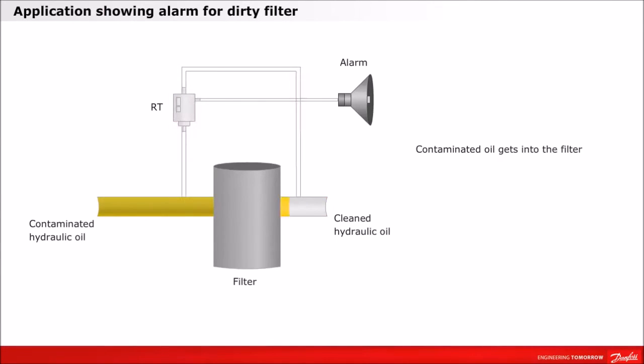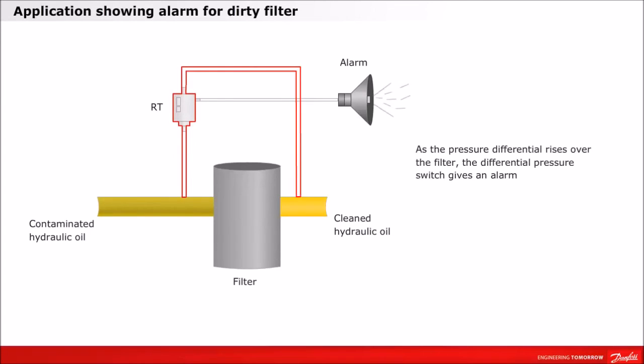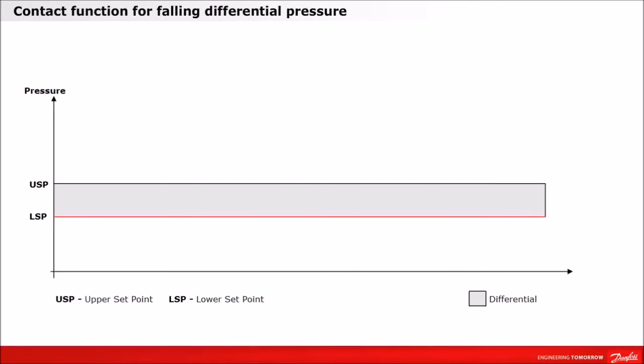Contaminated oil gets into the filter. As the differential pressure rises over the filter, the differential pressure switch gives an alarm. Let's take a look at the cutoff for falling differential pressure.